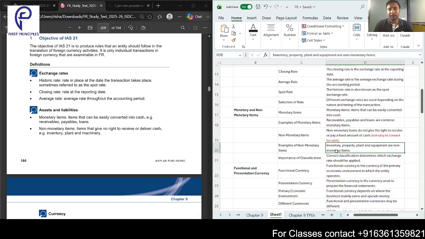Some examples of this, Nandika, would be PPE and inventory, which are the most common examples. Perfect, absolutely. All right, Karan, let's look into why we need to bifurcate into monetary or non-monetary. What does this eventually help in?